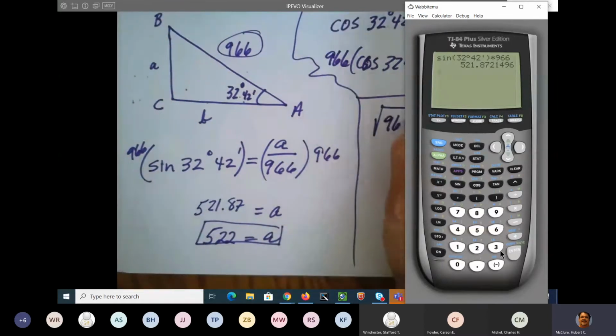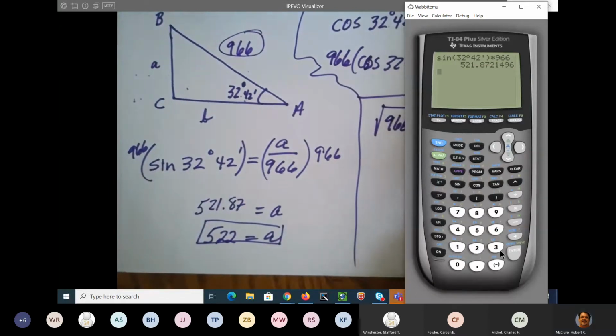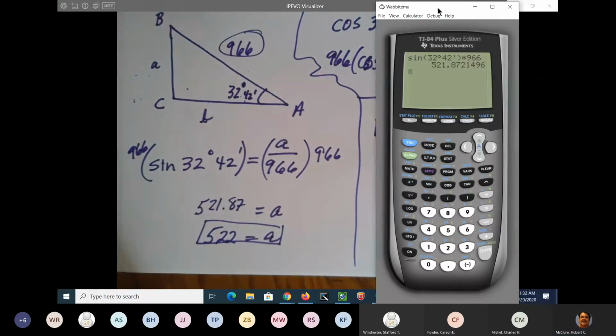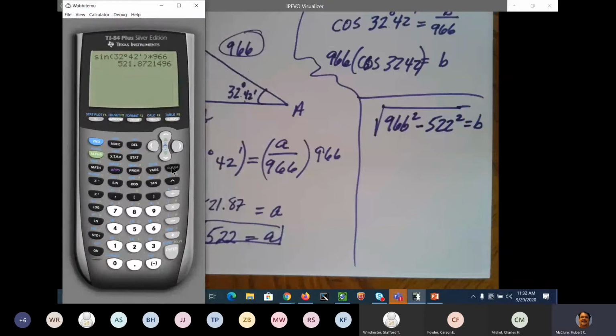Square root of 966 squared minus 522 squared. So I'm going to do that. So that will be the square root. I'm going to hit square root, second. I can't ever find the square root on this thing. There it is. Parentheses, 966 squared minus 522 squared, close parenthesis.